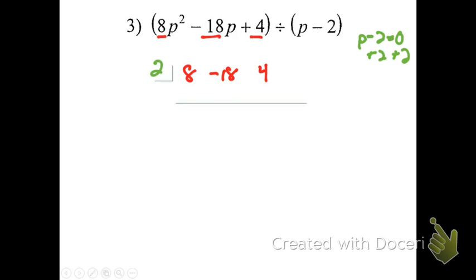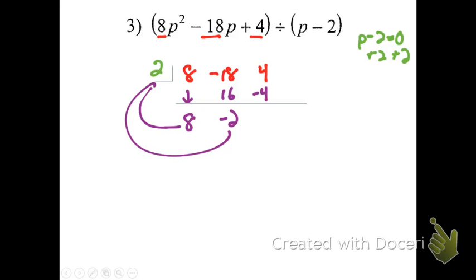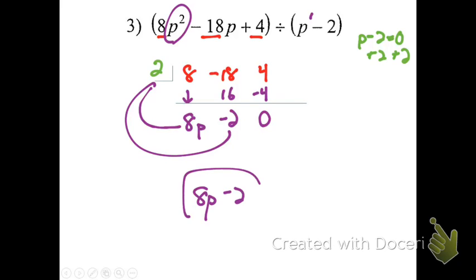So I'm going to go ahead and drop the 8. 8 times 2 is 16. We add and we get negative 2. Negative 2 times 2 is negative 4. We add, we get 0. So p squared got dropped down a power, so it becomes 8p minus 2, and that's your answer.